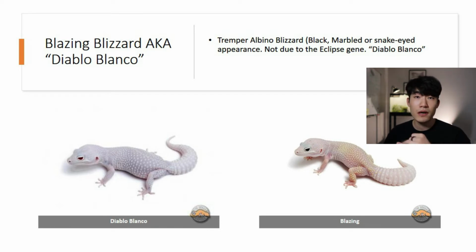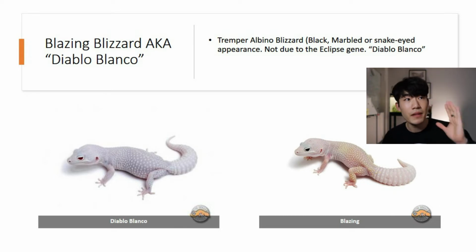It could be Tramper, it could be Rainwater, it could be Bell, and all those sort of things. Like if it has any of these albino lines with the Blizzard, then they call it a Blazing Blizzard. But as I said, Tramper albino is one of the most common out there in the market.